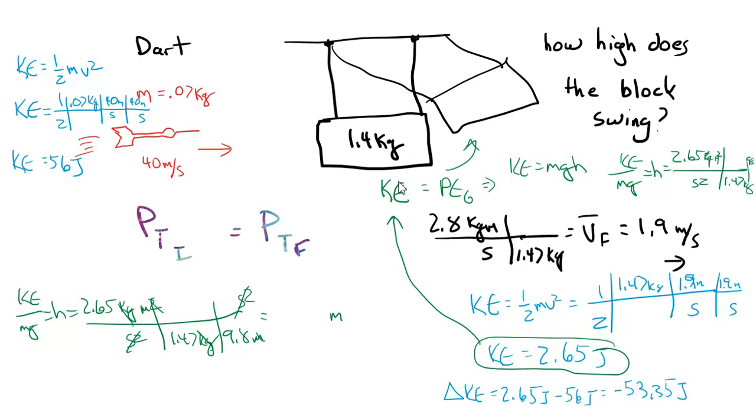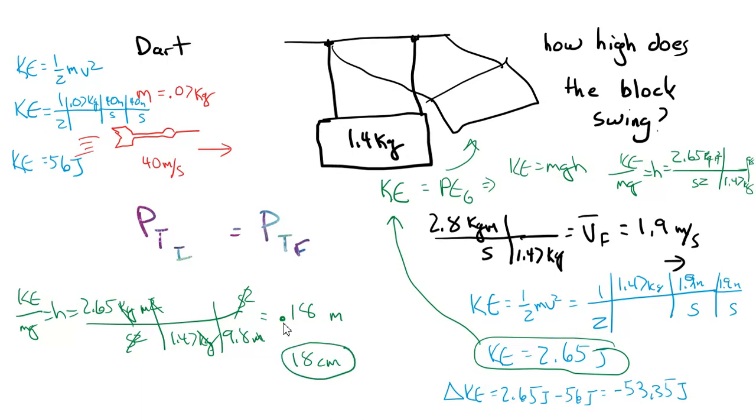Hold on, sorry. Let me do that again. 2.65 divided by 1.47 divided by 9.8. Much better. It is going to swing up 0.18 meters, or 18 centimeters above the ground.